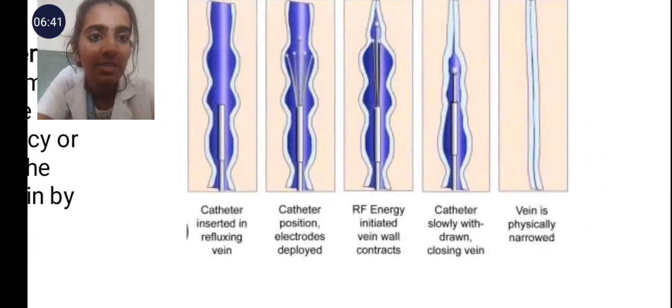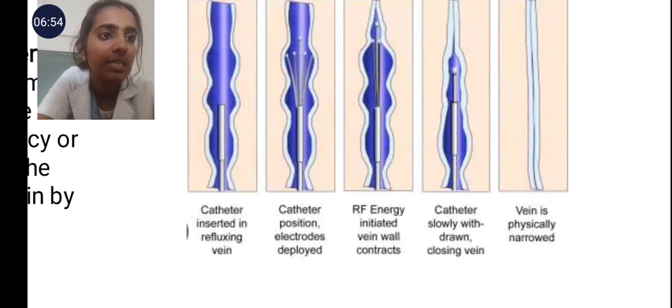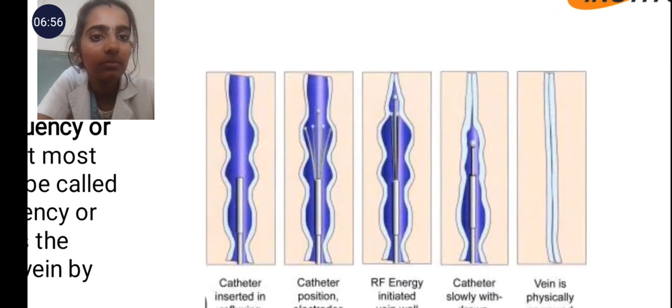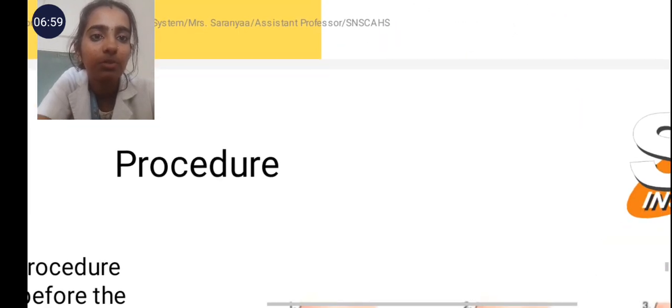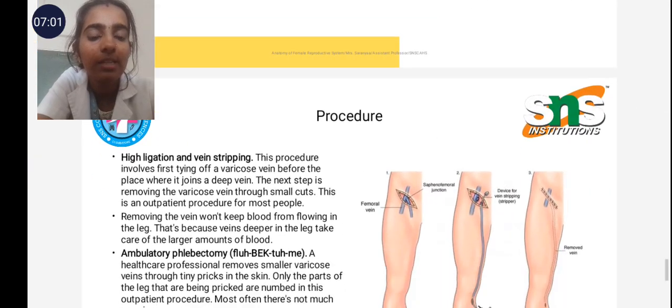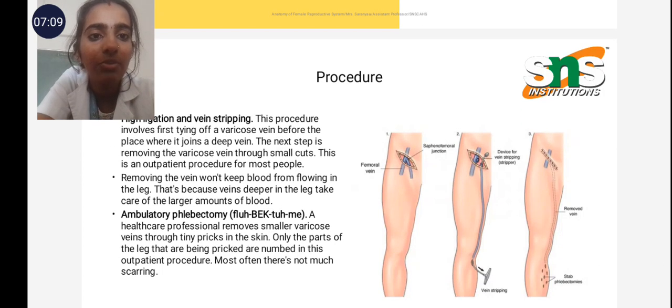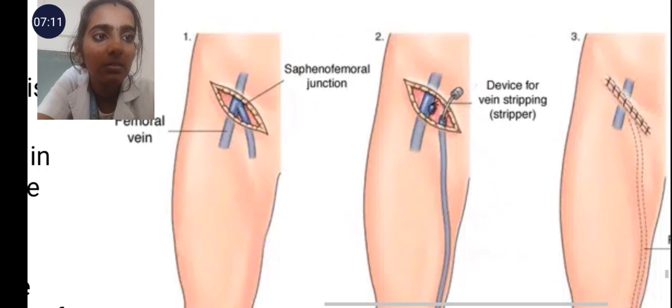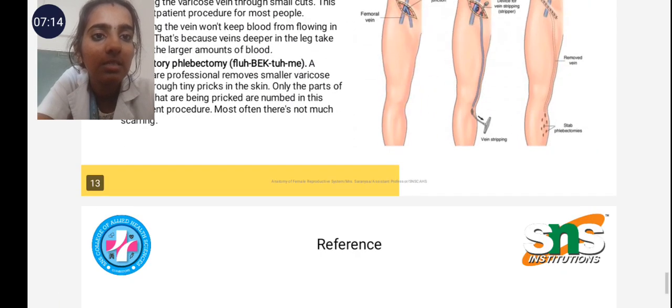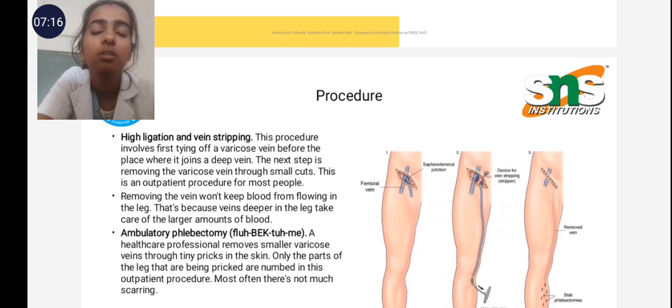The catheter is inserted in the refluxing vein. Catheter positioned, electrodes are deployed, that means radio frequency energy is initiated, the vein wall contracts. Catheter slowly withdrawn, closing the vein. The vein is physically narrowed. So this is the surgical procedure. Another type of procedure is high ligation and vein stripping. Another one is ambulatory phlebectomy. So this is the procedure for varicose vein.